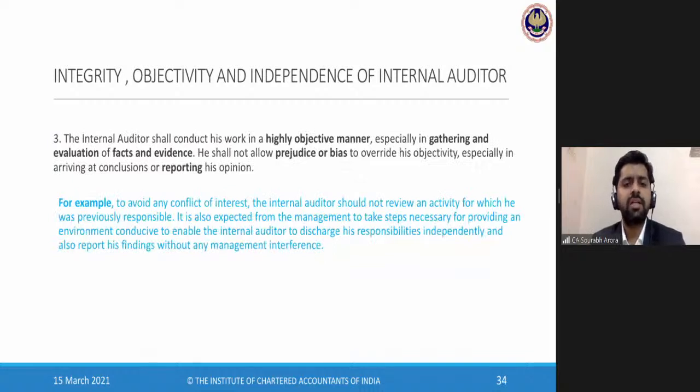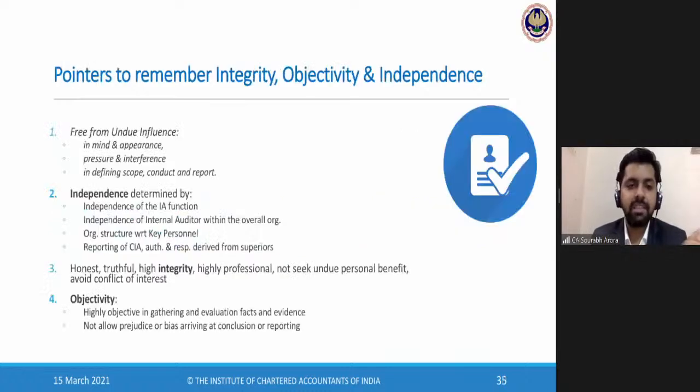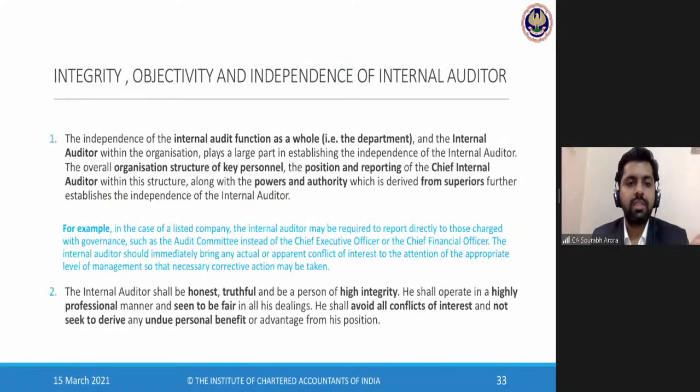The internal auditor shall conduct his work in a highly objective manner. What does objective manner mean? It means impartial manner, especially in gathering and evaluation of facts and evidence. He shall not allow prejudices or bias to override his objectivity, especially in arriving at conclusions or reporting his opinion. The example is the same, the maker-checker concept. So this is the integrity, objectivity, and independence of the internal auditor.